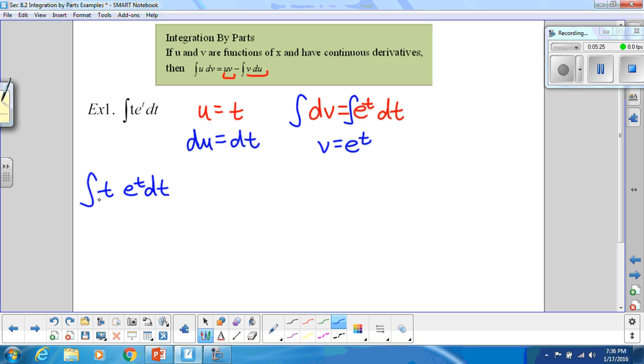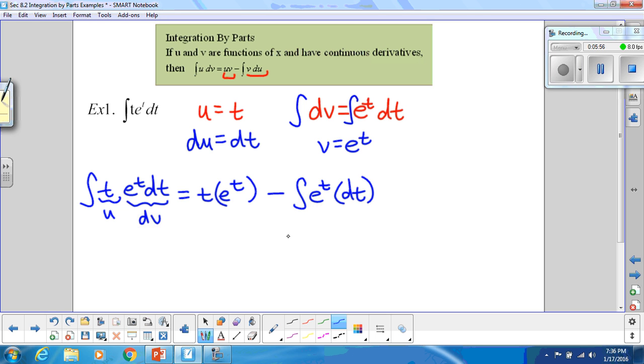We've designated this part to be our u, this part to be our dv. So we know that this is going to be equal to u times v, so that's going to be t times e to the t. So that's the u, that's the v, minus the integral of v, here's our v, that's e to the t, times du. What's our du? Well, that's just dt.